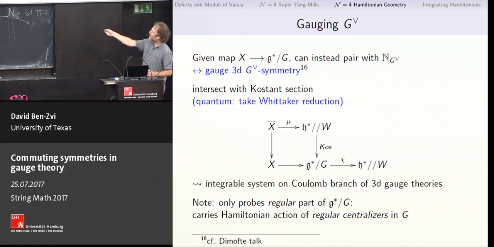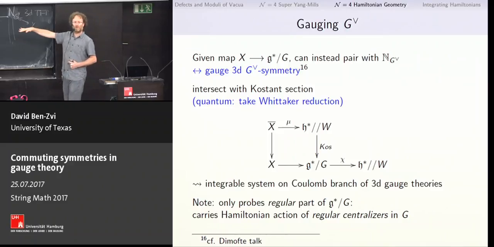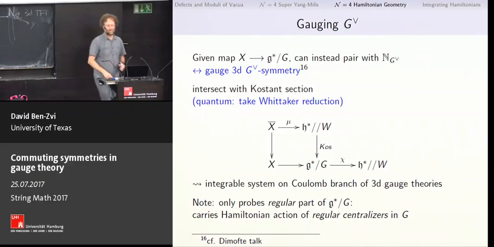And what I get there is exactly the Coulomb branch of 3D gauge theories. This is the construction of how you see Coulomb branches of 3D gauge theories. X corresponds to something with G dual symmetry, and this is the Coulomb branch of the gauge theory. And you see the integrable systems carried by these 3D Coulomb branches. Though I should emphasize again that this only sees, so to speak, the boring part of G dual mod G. It only sees the regular locus. It misses the most tricky parts. Okay.